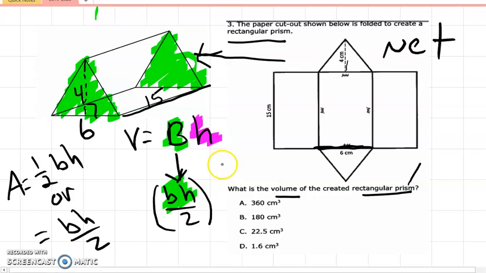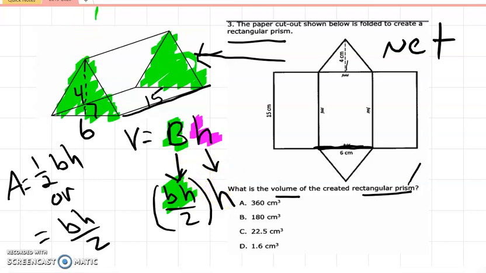And then I will bring down this other height. This height is the one that comes from the height of the prism, not the base. Once you put those numbers in, okay.